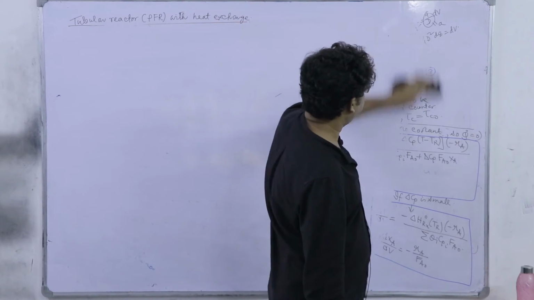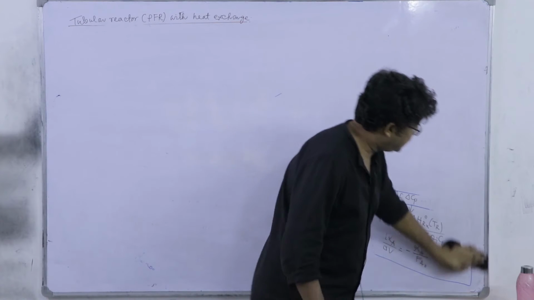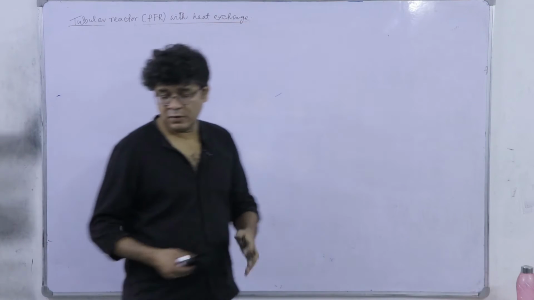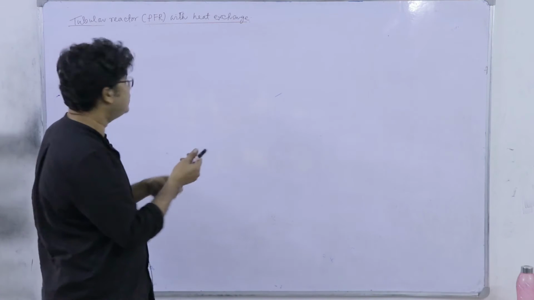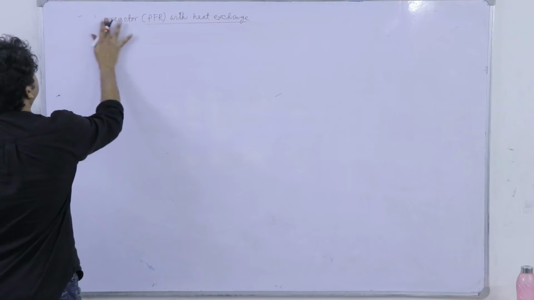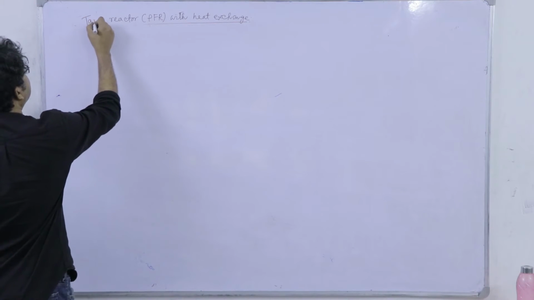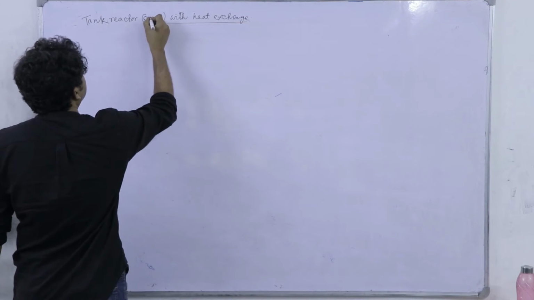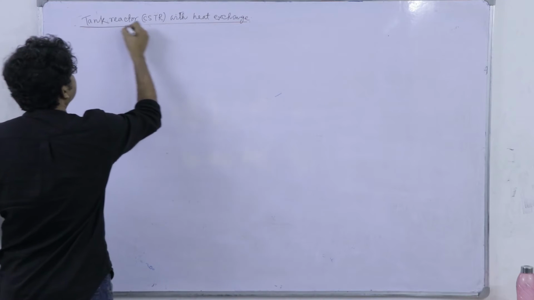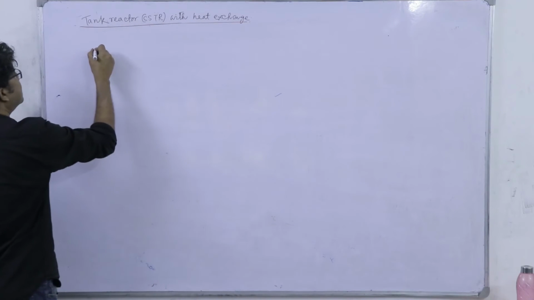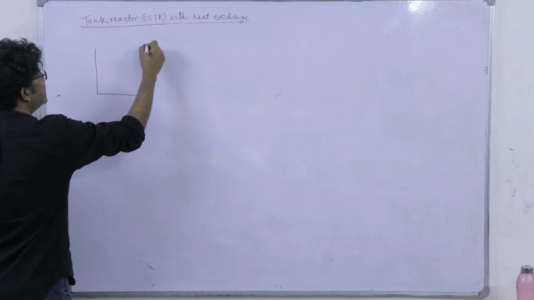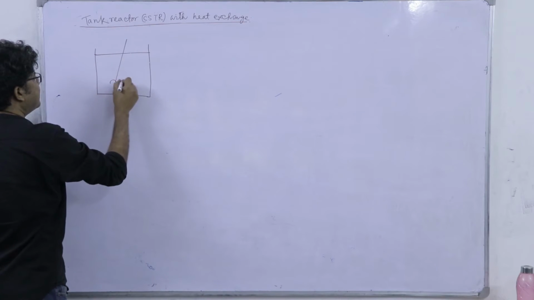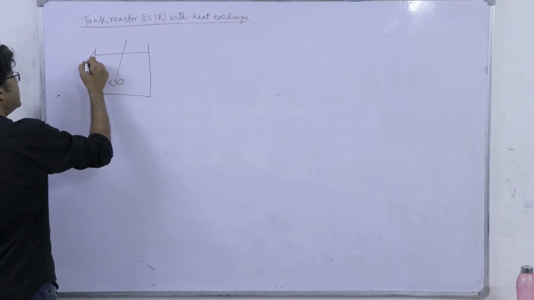So, CSTR, as we know, it's a lumped parameter model. So, we have to write a mass balance and thermal balance over the integral control volume. So, it is a tank reactor, CSTR with heat exchange. So, you see that this may be the CSTR and we have a jacket.